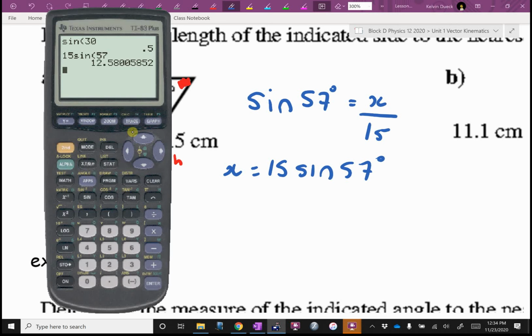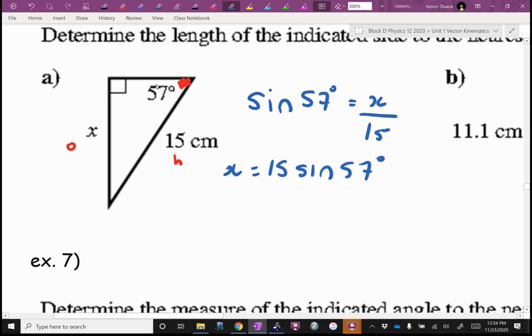How many sig figs are we going to go to? This year, 3 sig figs unless the question says different. So 12.6. Is that right? Some built-in error checks. The hypotenuse is the longest side, so I know it's got to be less than 15. If I got an answer bigger than 15, I'd have an issue.